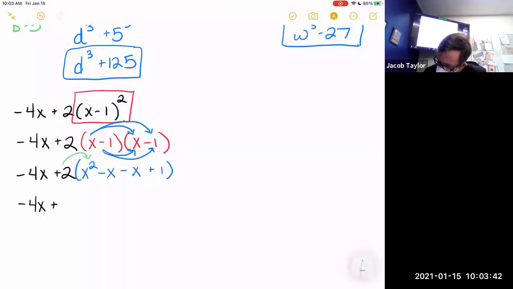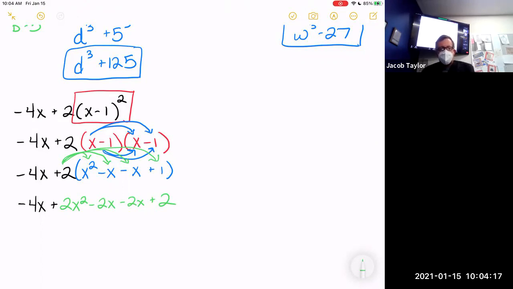So 2 multiplied by x squared is 2x squared. 2 multiplied by -x is -2x. 2 multiplied by -x again is another -2x. And 2 multiplied by 1 is 2. I had to verify. Yep.